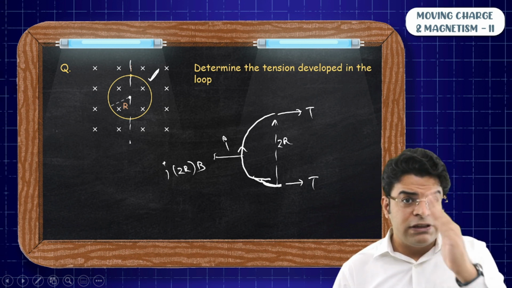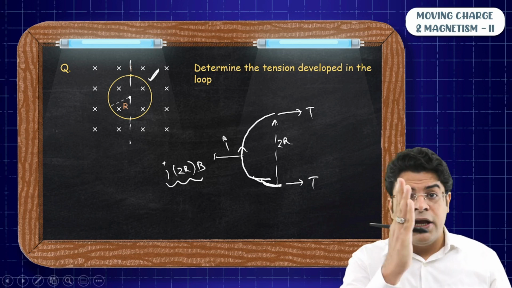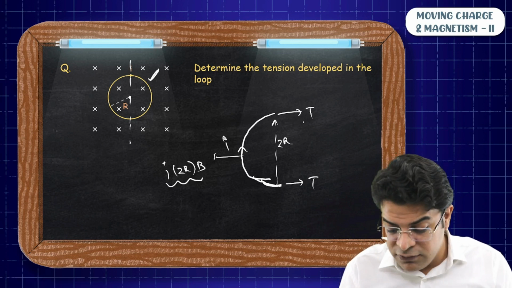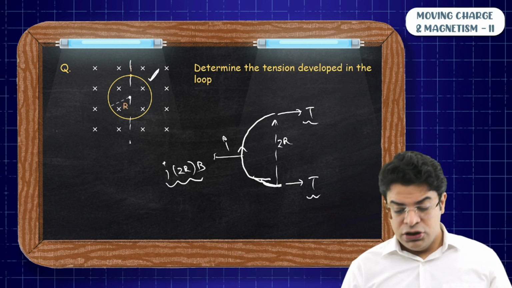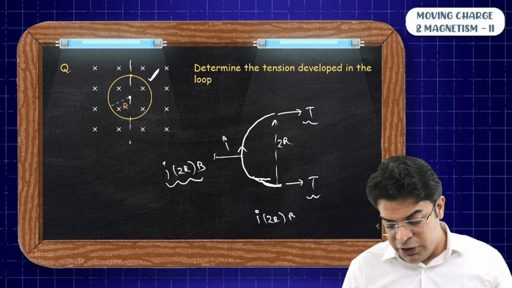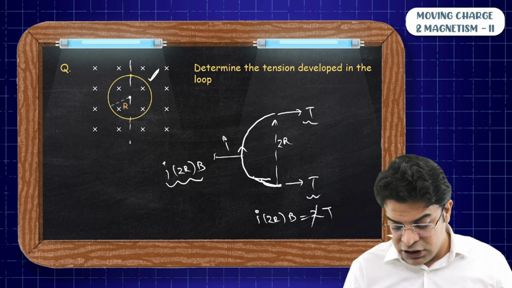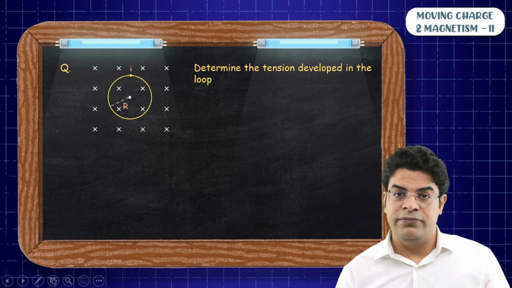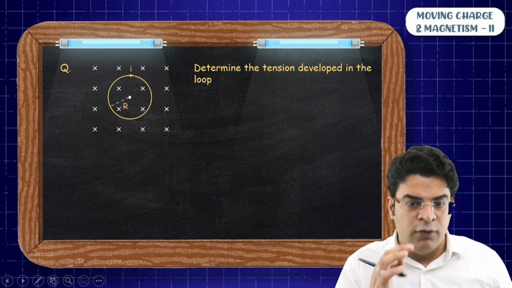So the force towards left, which is the magnetic force, should be equal to the force towards right, which is the sum of these two forces of tension. So you will write I into 2r into B equals 2T, or the tension comes out to be simply IRB. So let's do it one more time.